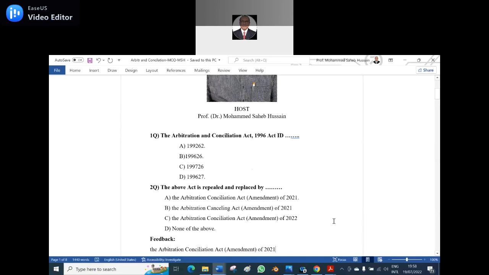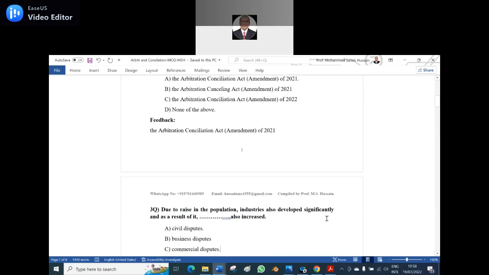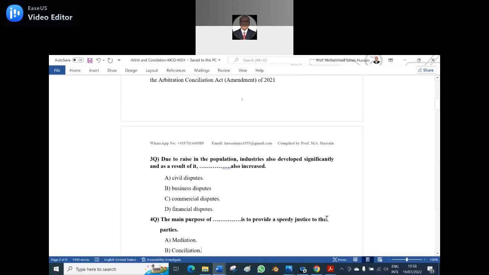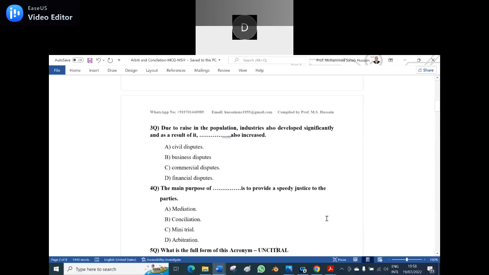The Arbitration and Conciliation Act Amendment of 2021 was already displayed over there. But anyway, come to the third question. Due to rise in the population, industries also developed significantly, and as a result of it, dash also increased. A. Civil disputes. B. Business disputes. C. Commercial disputes. D. Financial disputes. Easy question. Commercial dispute, sir. It is a commercial dispute.